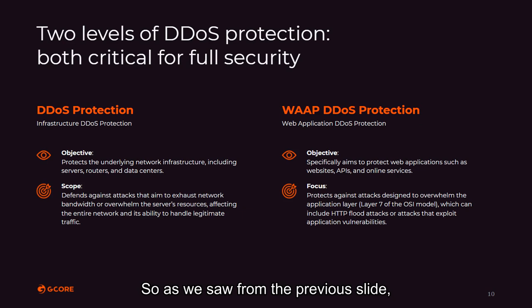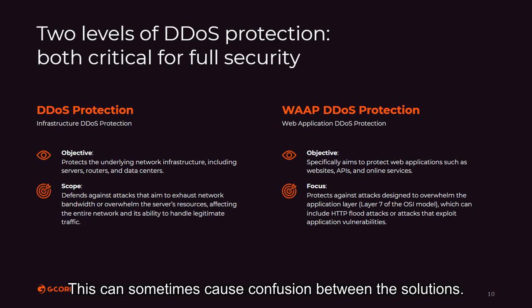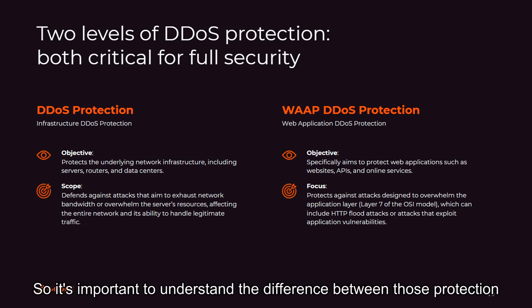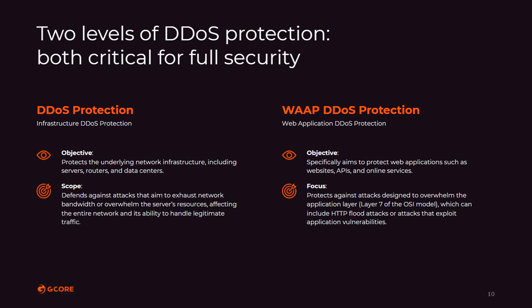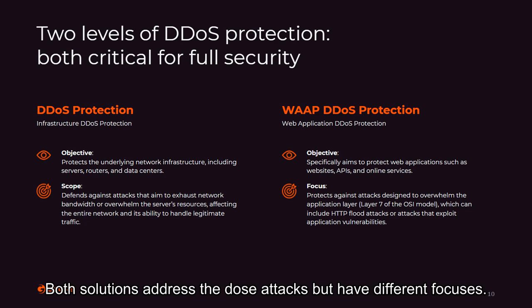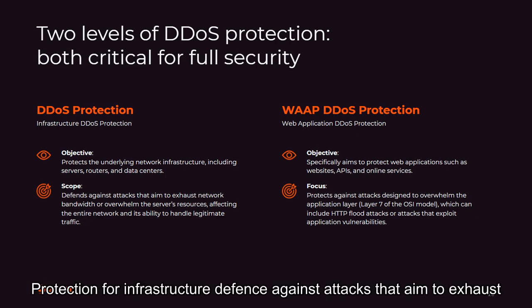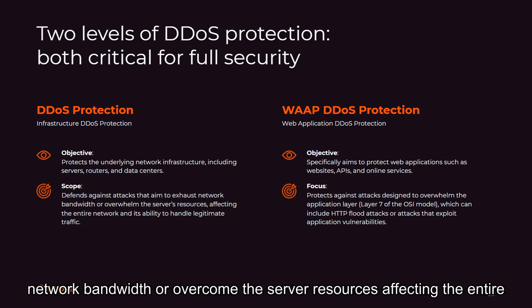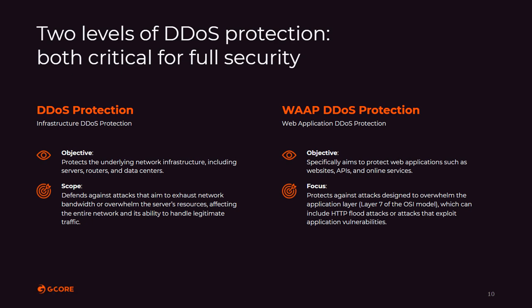So as we saw from the previous slide, one component of web protection is layer 7 DDoS protection. This can sometimes cause confusion between the solutions. So it's important to understand the difference between DDoS protection for infrastructure and DDoS protection for websites and web applications. Both solutions address DDoS attacks, but have different focuses. DDoS protection for infrastructure defends against attacks that aim to exhaust network bandwidth or overwhelm the server resources, affecting the entire network and its ability to handle legitimate traffic.